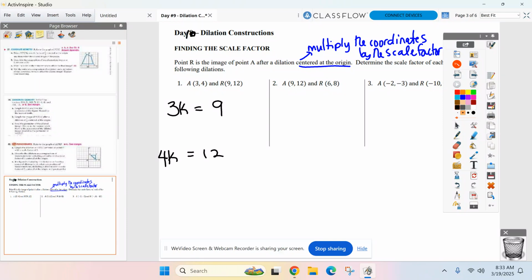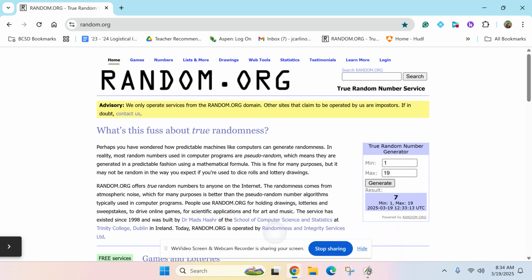Right? I get it. We could have all just looked at that and known the scale factor is going to be 3, but sometimes it's not obvious. So I'd like to see you set up a little equation like that if it's not obvious. Speaking of not obvious, number 2 is not obvious. All right, number 2 is not obvious here.